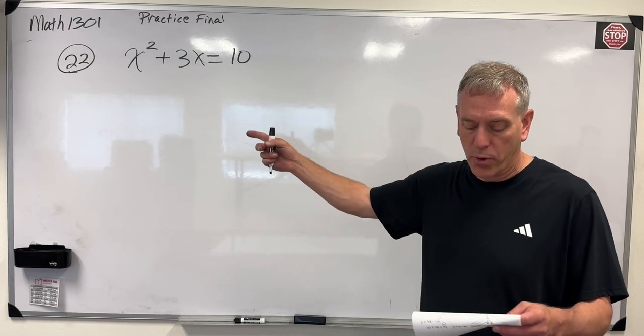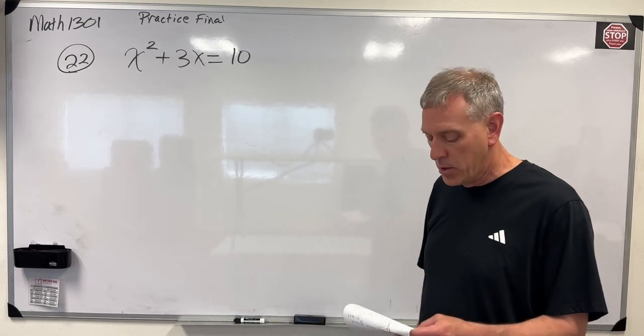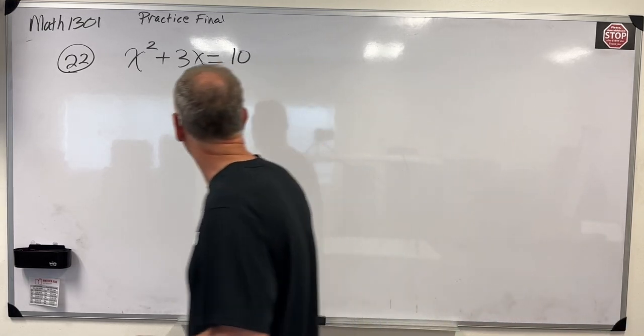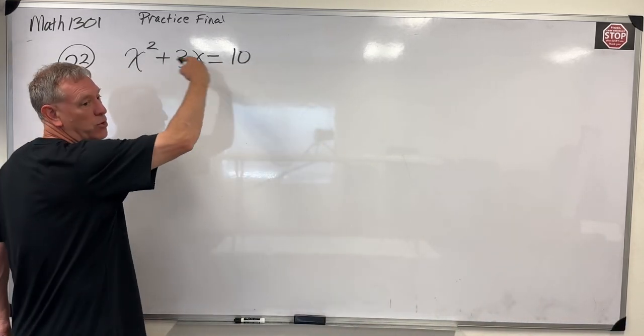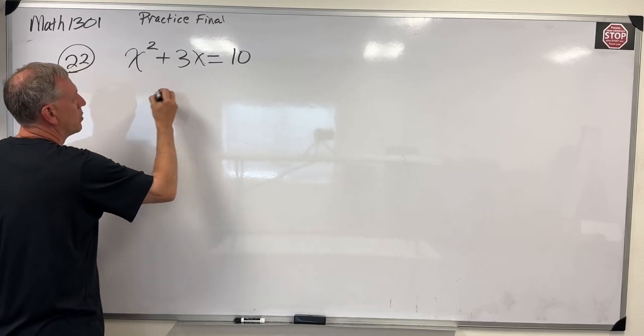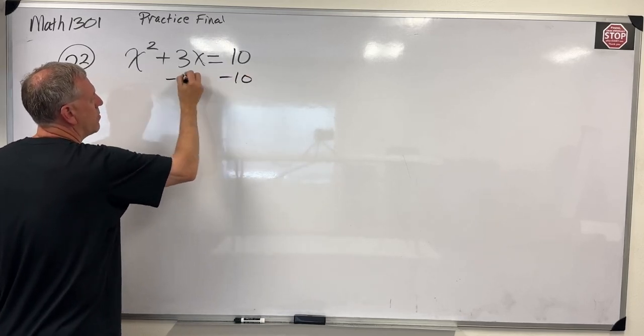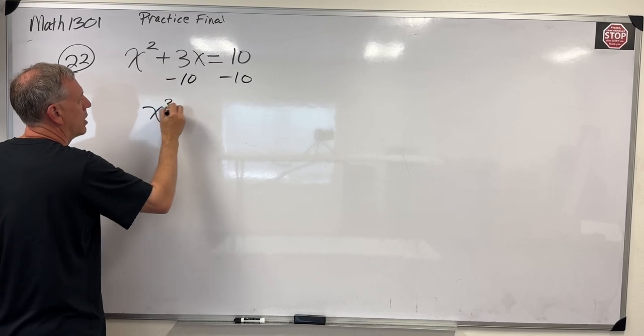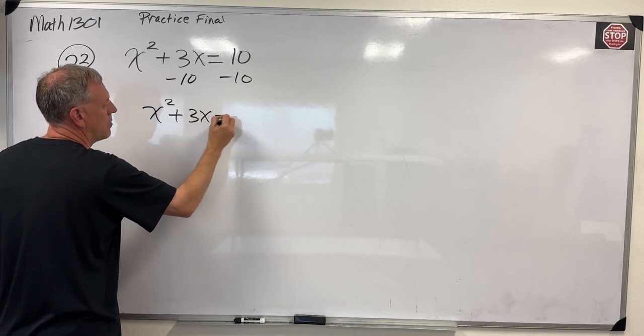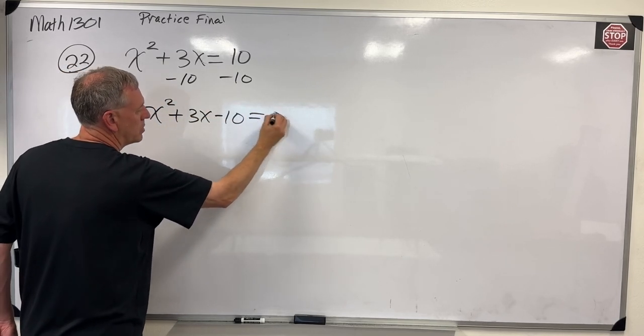And so what we're going to do is we're going to factor and solve. But to factor, we got to get all the values on one side. So what we're going to do is subtract 10 from both sides. This gives us x squared plus 3x minus 10 equal to 0.